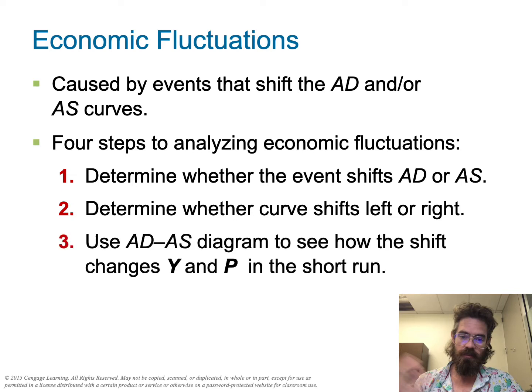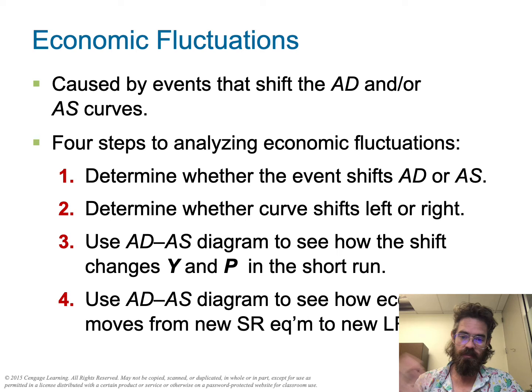Once we've determined which curve shifts, we then determine which direction. Is it to the left, does it decrease? Or is it to the right, does it increase? And then we use our model to see how that shift changes GDP and price level in the short run. The last step is to analyze how the economy gets back to the long run equilibrium from this short run equilibrium.